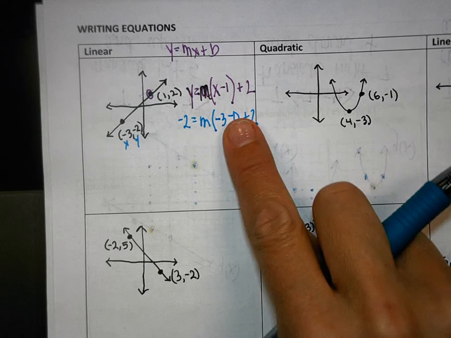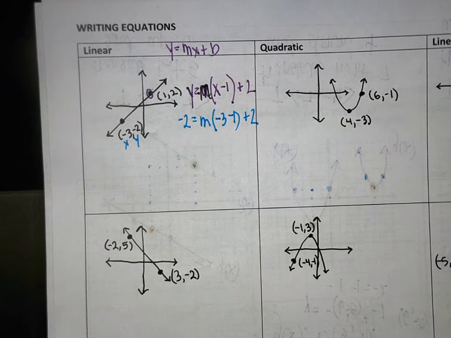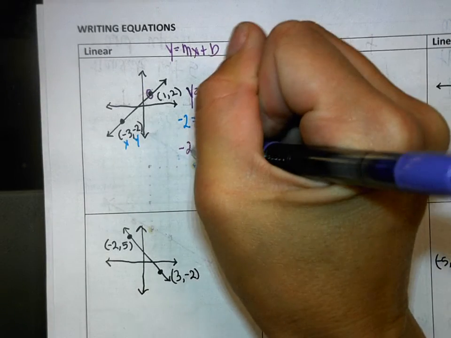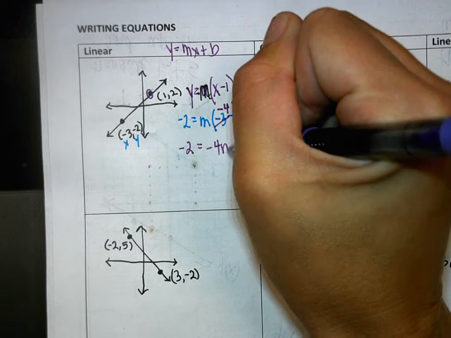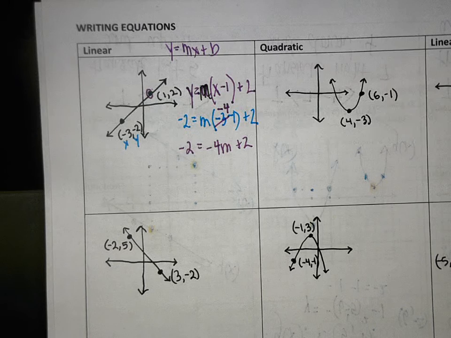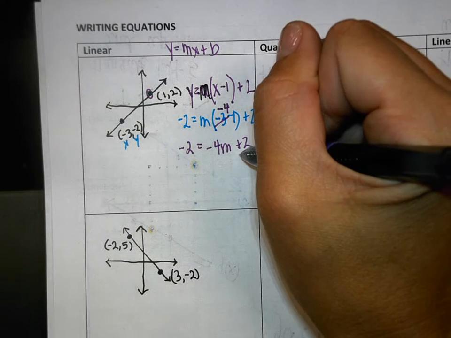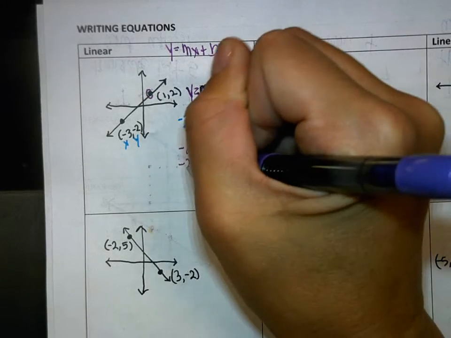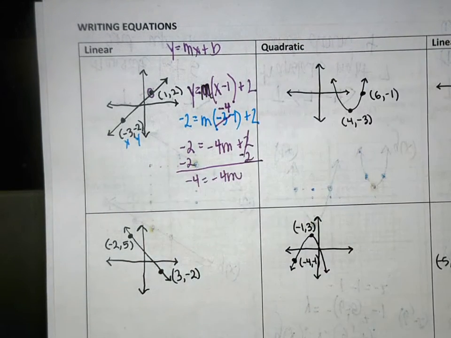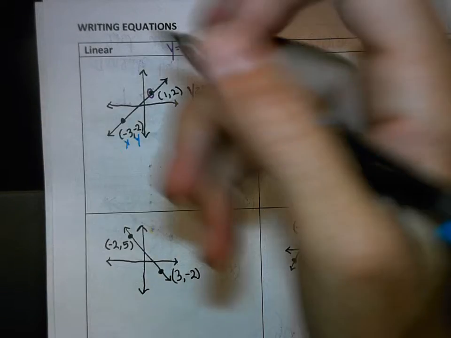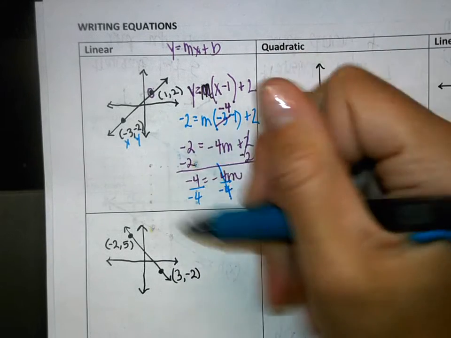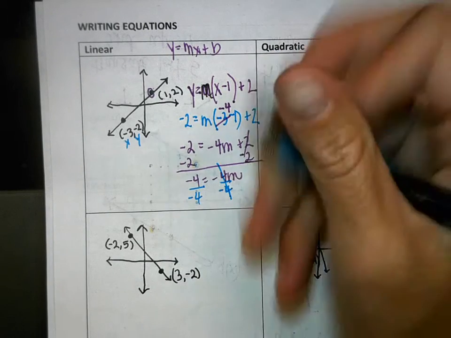Questions? All right, so if we simplify that, negative 3 minus 1, what does that make? Good, negative 4. So I have negative 2 equals negative 4m plus 2. And then next, what do I do to solve for m? Subtract 2. Good, thank you. So we get negative 4 equals negative 4m, and then in order to get m by itself, what do I do? Good, divide by negative 4 to both sides. These cancel, and when this reduces, what does m equal? 1.